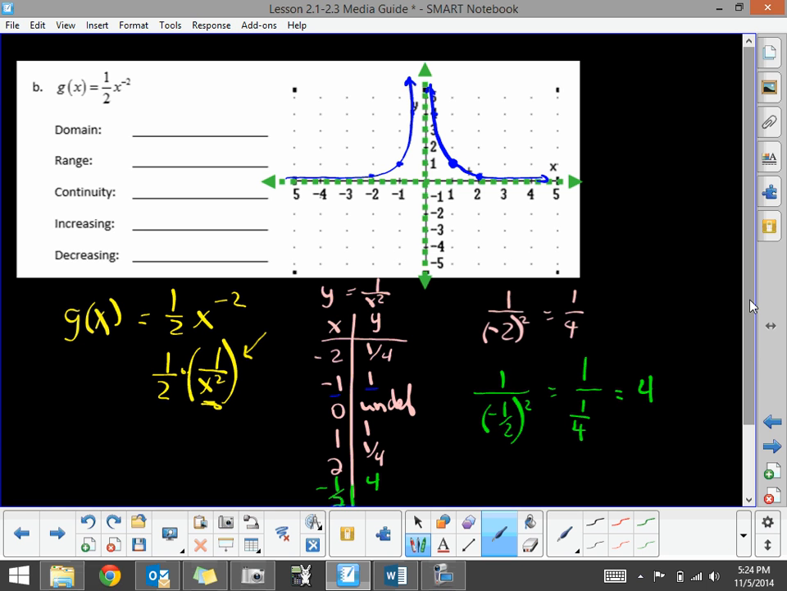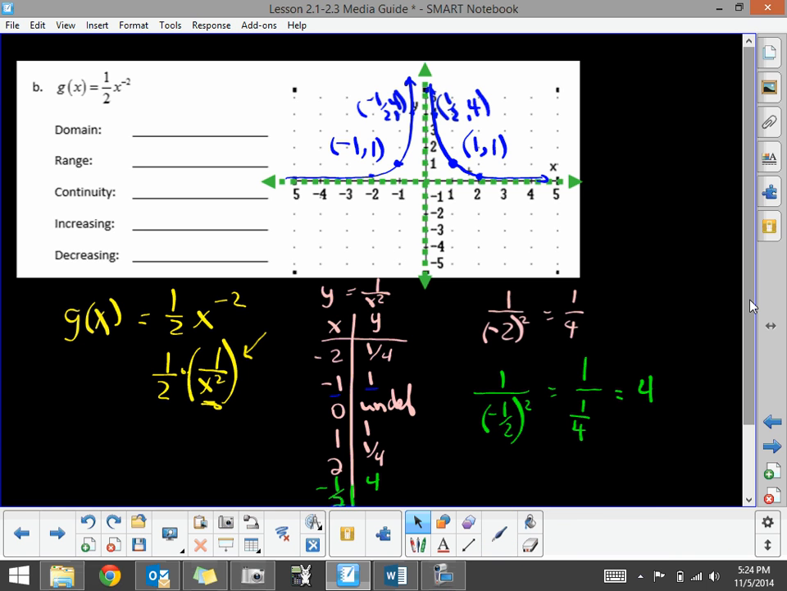This point right here, 1, 1. And this ordered pair right here, -1, 1. We also have some decent control points on the inside. Right here, that's a -1/2, 4. And this one here is a positive 1/2, 4. Those are our best points that we can use to control.